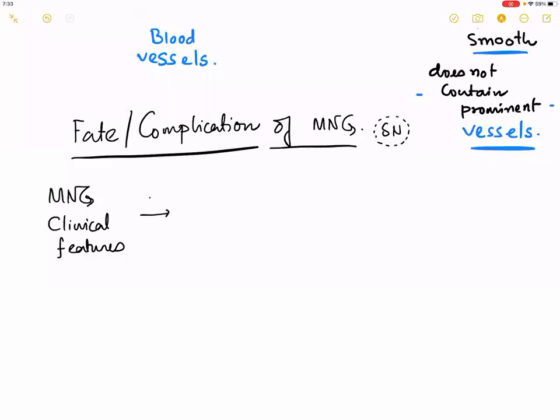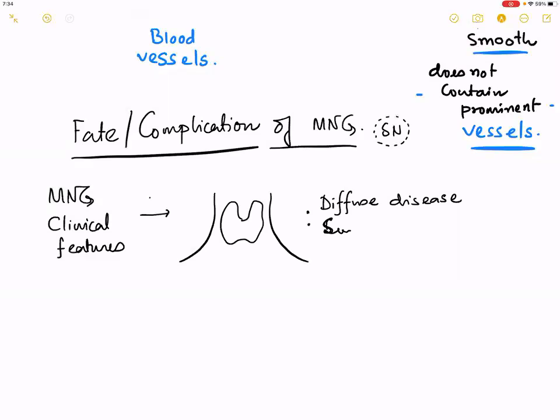So, the clinical feature of a multinodular goiter starts with a diffuse disease. That means both the lobes are affected. So it is a diffuse disease, number one. Number two, the surface of the gland is nodular. I hope you will agree with me from the video that I showed you. Point number three is the consistency of the gland. What is the consistency? Firm.